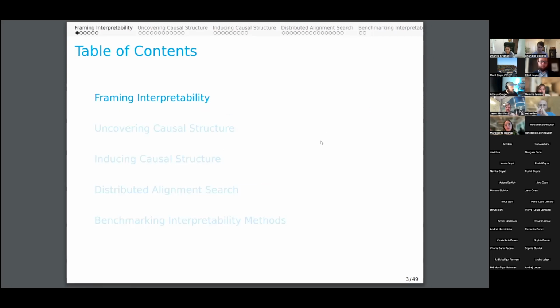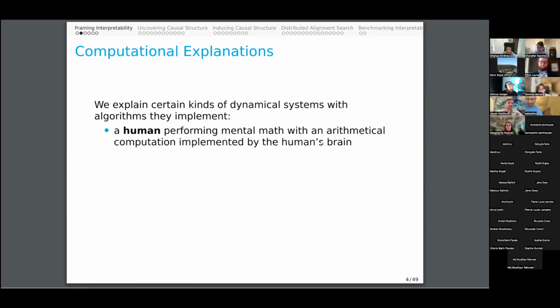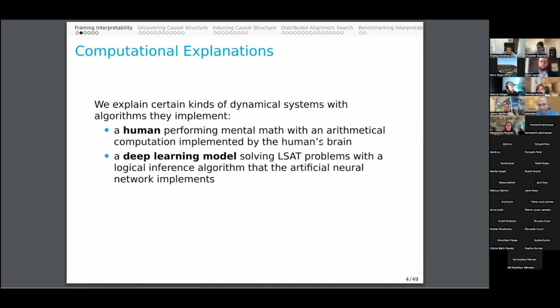All right, so I'm going to start by talking about how I view interpretability, through the lens of causal abstraction. Zooming out a lot, there are certain kinds of dynamical systems in the world where the way we want to approach understanding them is by saying they implement some sort of algorithm. When a human does mental math, or really maybe anything, you might think they're implementing some sort of algorithm in their brain. In mental math, it's just some very simple arithmetical computation. If you have a deep learning model that's doing some sort of logical reasoning, you might similarly infer that there's some inference algorithm being run.